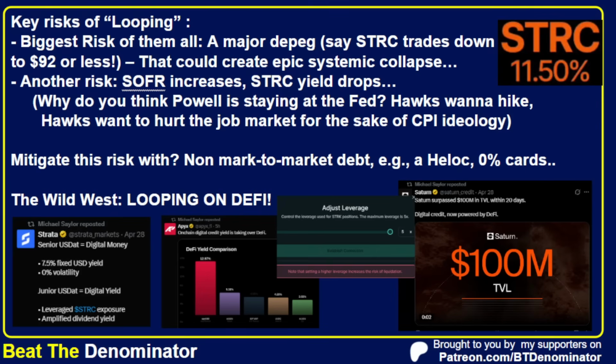Now, let me conclude with risks. Well, I'll finish with the Wild West, actually, but let me first talk about risks. This is risky. I would not do that. I am not going to do that. This is not something that I do. I mean, I hate dividends. I'm not a yield investor anyways.